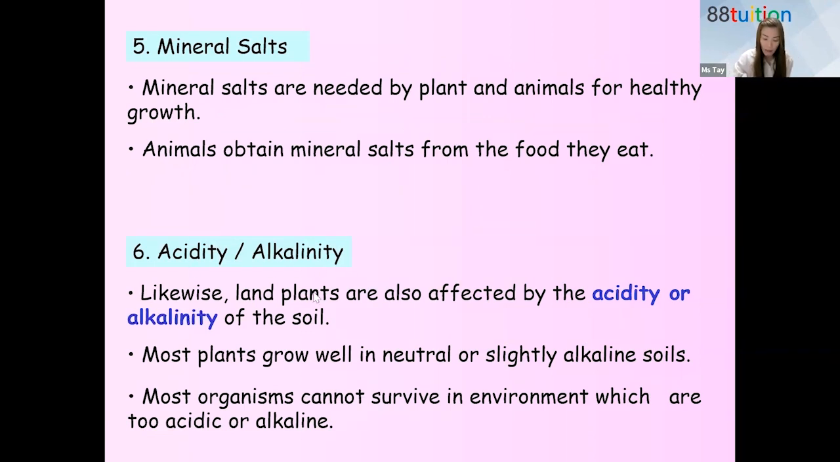Acidity and alkalinity. In Sec 2, we just covered this not too long ago. Remember the soil? If you want to grow flowers of different colors, we can adjust the acidity or alkalinity of the soil. Remember, there was a question like this. So under acids, bases, and salts, this is going to be helpful. Land plants are affected by acid or alkali in the soil. Most plants grow well in neutral or slightly alkaline soil. Most organisms cannot survive in environments which are too acidic or alkaline.